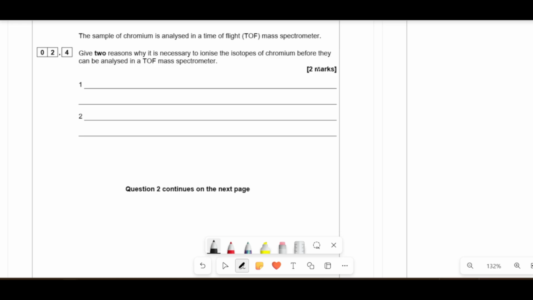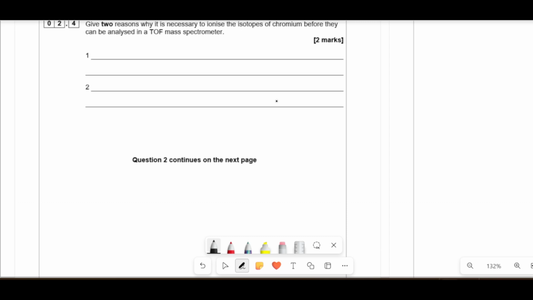Give 2 reasons why it's necessary to ionize them before they are detected. So what happens in a time-of-flight mass spectrometer is you ionize them, and then you pass them through an electric field. So there's a positive and a negative end. Because you've ionized them to make them positive, they'll start moving towards the negative part, and that gives them energy. It accelerates them because there's a force now acting on them, pulling them that way.